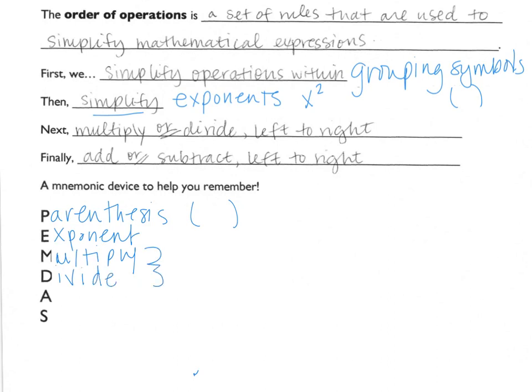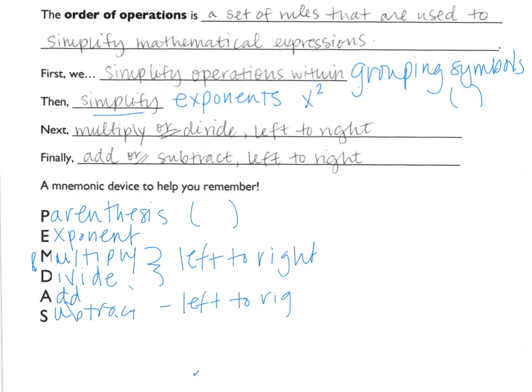And these you have to do in the order that they come, left to right. So multiplication doesn't come before division. They both actually hold the same power. And so they would go in the order that you would read them, left to right. And it's the same with A, which is addition, and S, which is subtraction. And again, these need to be done in order from left to right.